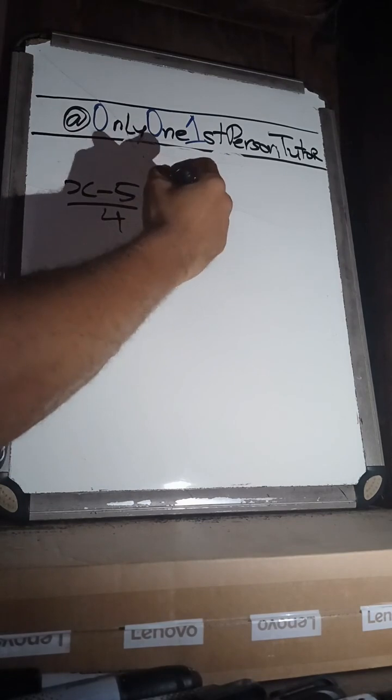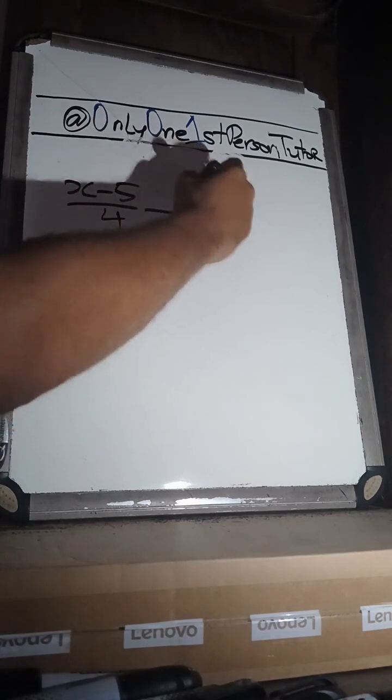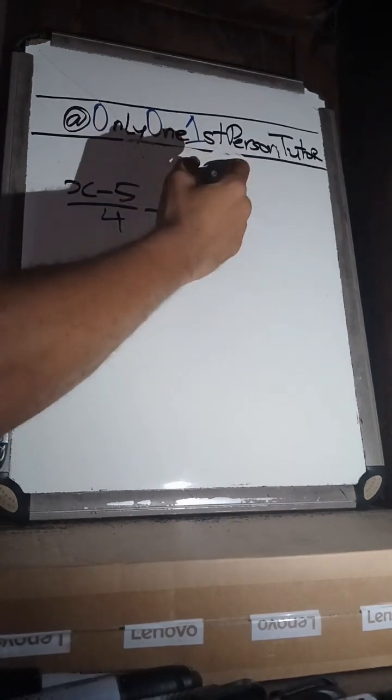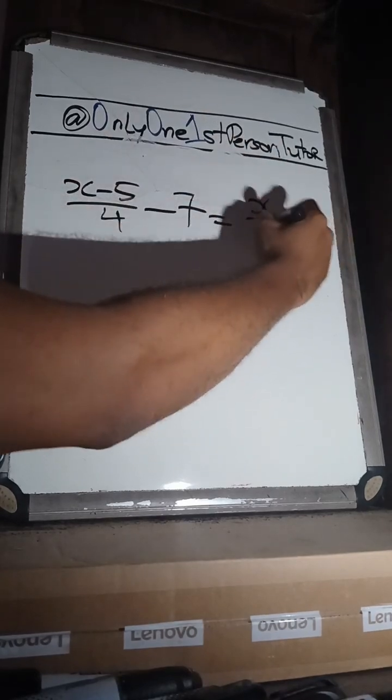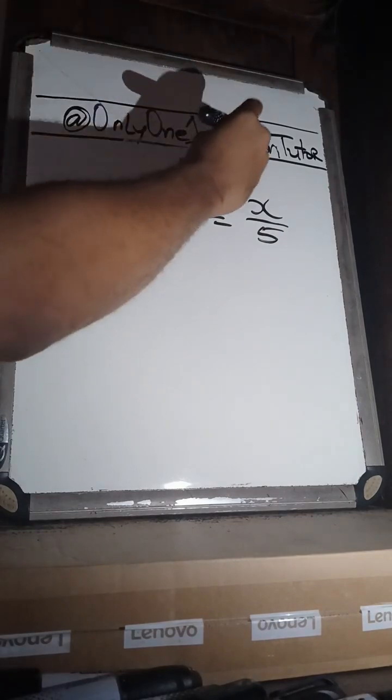x minus 5 over 4, minus 7 equals x over 5. This is number 9. So my question is, yeah, this one's not too bad. To be fair, it's not too bad.